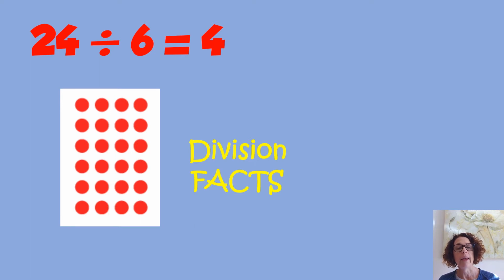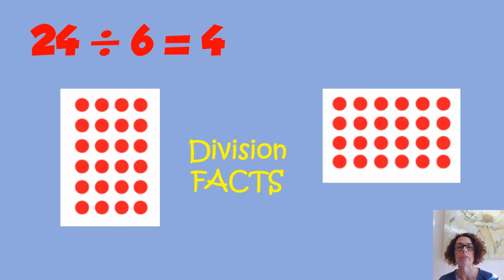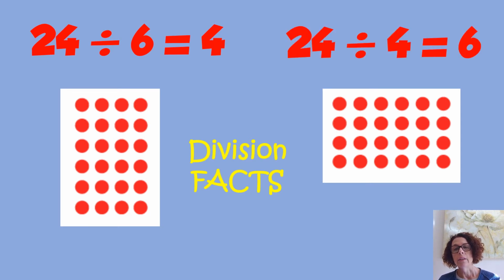We begin with how many dots there are in the array. There are 24 dots and they are divided into groups of 6, and there are 4 groups of 6. So 24 divided by 6 equals 4 is a related division fact in this fact family. If we look at the array turned the other way, the division fact that we get from this is 24 divided by 4. How many lots of 4? There are 6 groups of 4. So these two division facts are in the fact family for 6 times 4 equals 24.